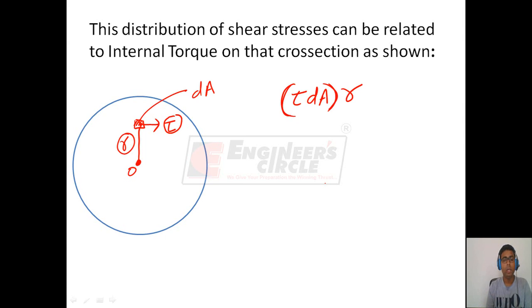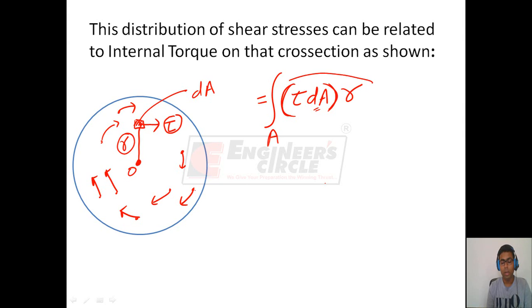So to find the total torque due to all the shear forces, that is shear forces acting on all the cross section, we integrate this with respect to dA on the entire area A. This will give us the moment that is acting by these shear stresses on this cross section, and this must come as the internal torque T. Therefore, we can write T as equal to integration over the entire area tau into r into dA.